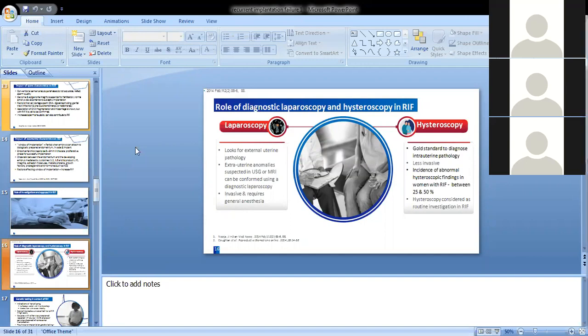We need to counsel the patient before we do the procedure. Then we can go for a clipping of the convoluted end of the tube, or we can remove the tube.